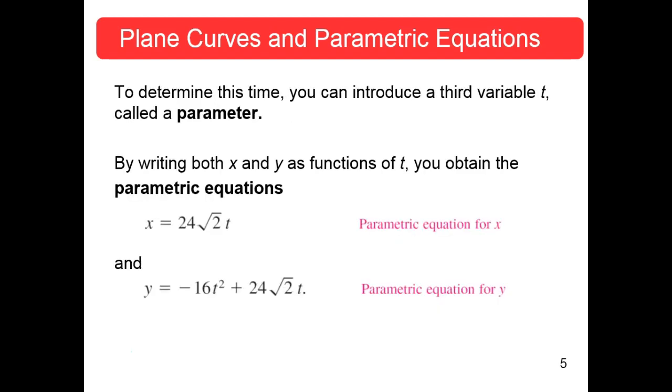Okay. To determine this time, you introduce a third parameter t called a parameter. By writing both x and y as functions of t, you obtain the parametric equations. X is equal to 24 root 2 t. Now, I told you how to get that. It's using basically your trig function. And then the y value you get from physics.